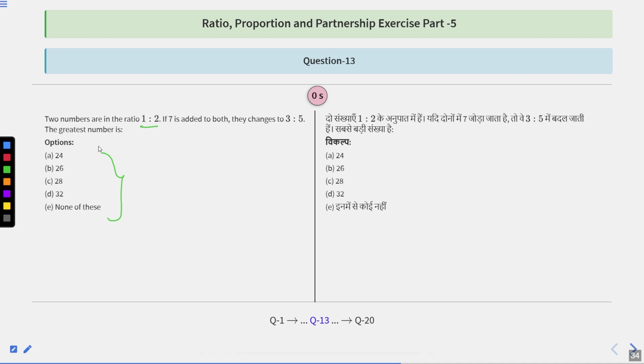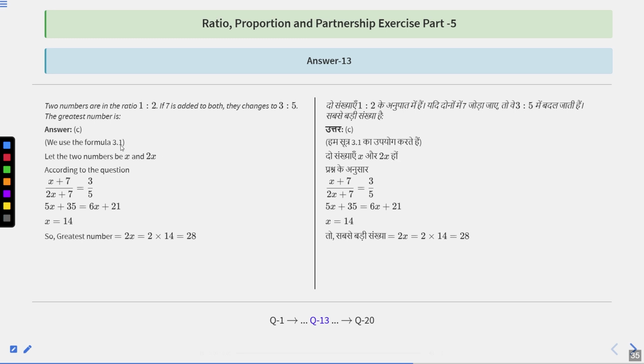Now time's up. Let's see the solution. We use formula 3.1. Let the two numbers be x and 2x, because the ratio of the two numbers is 1:2. According to the question, if 7 is added to both numbers, the new ratio becomes (x plus 7) upon (2x plus 7) is equal to 3 by 5. It is given that when we add 7, the ratio becomes 3 upon 5.